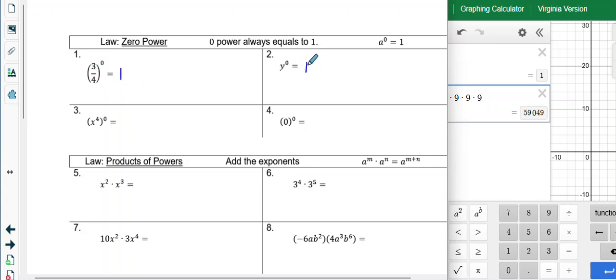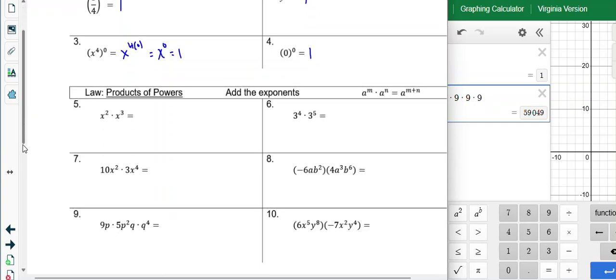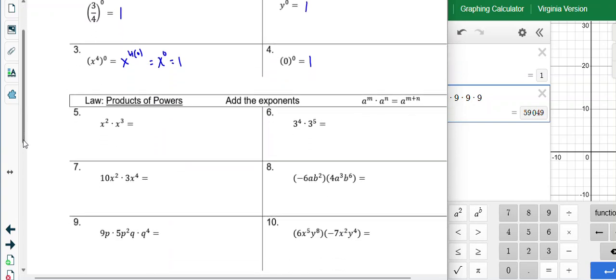This is y to the 0th power, which is 1. So here, same thing. The most outer part is 0. So basically this ends up being x to the 4 multiplied by 0, which is equal to x to the 0th power, which ends up just being 1. And then even 0 to the 0th power is also equal to 1. All right, that helps whenever you're trying to simplify things.